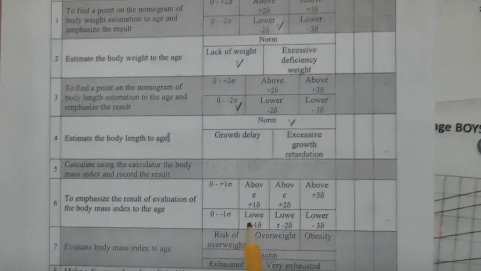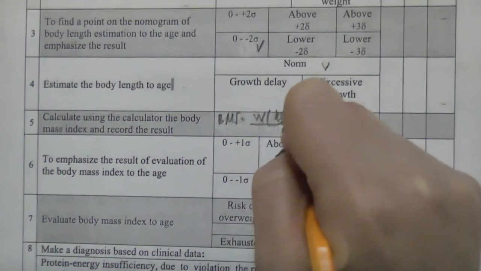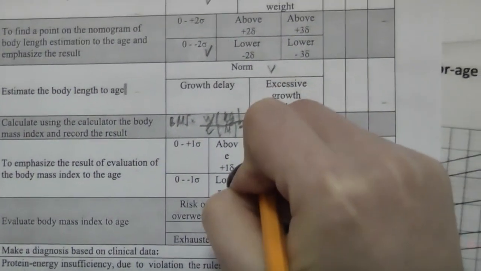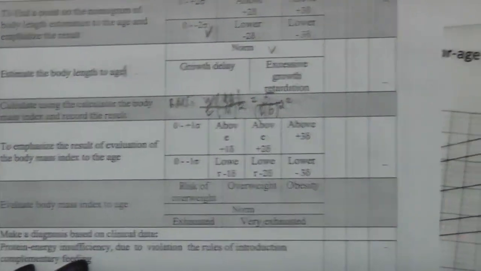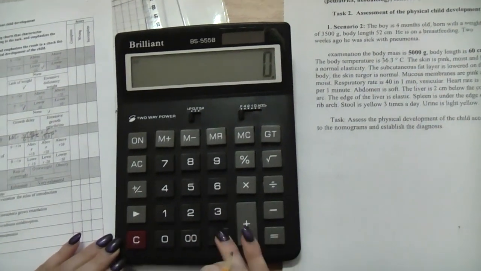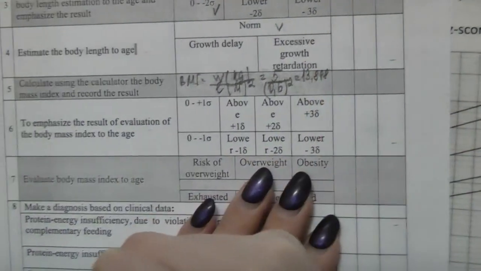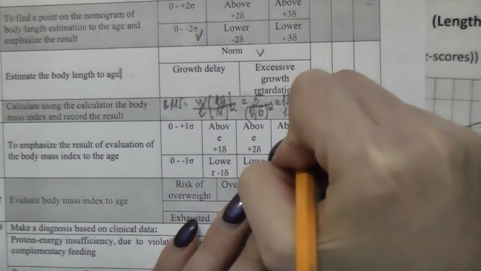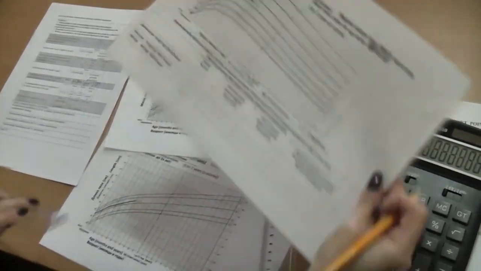I use the formula to calculate body mass index. Body mass index is weight in kilograms divided by length in meters squared. 5 kilograms divided by 0.6 squared. I need a calculator to obtain my result. I obtained 13.888. In this case, I need to round to hundredths, 13.89. I use the result of body mass index, and I need another nomogram.